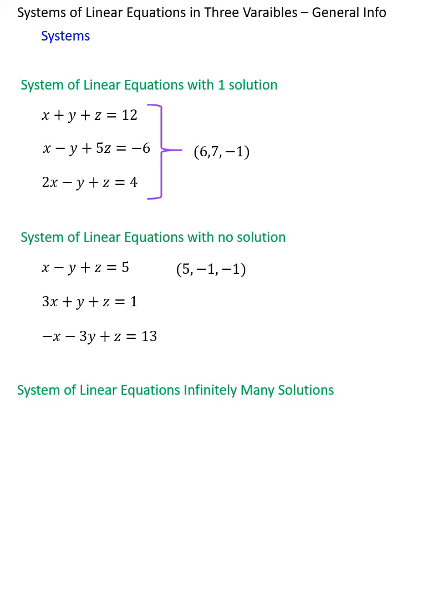One thing I discovered about it is that 5, negative 1, negative 1 is a solution to the first equation. That ordered triple, I should say, also happens to satisfy the second equation. But it does not satisfy the third equation. Therefore, it is, of course, not a solution to the system as a whole.